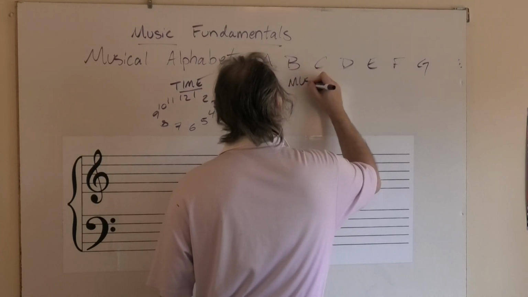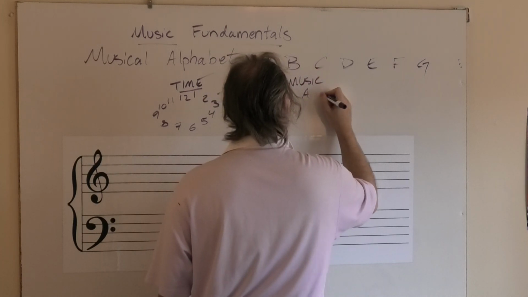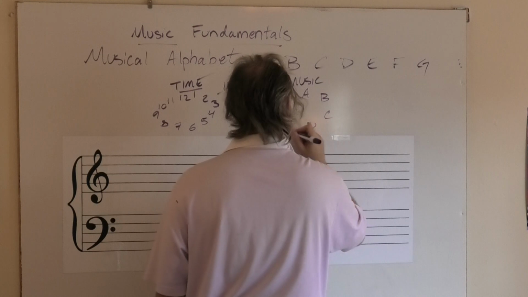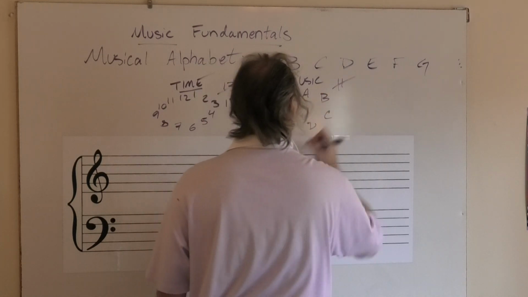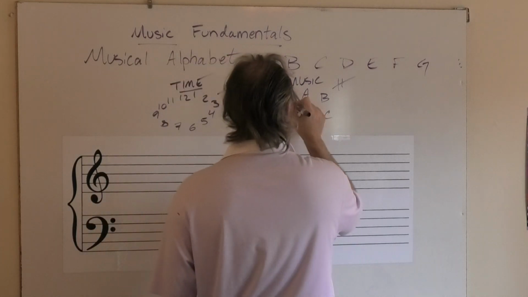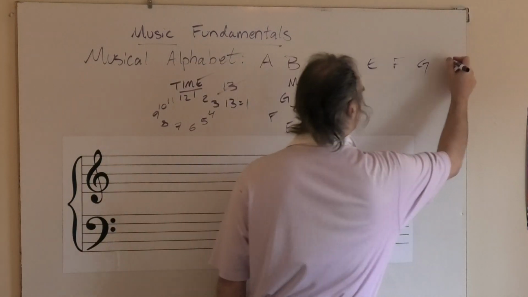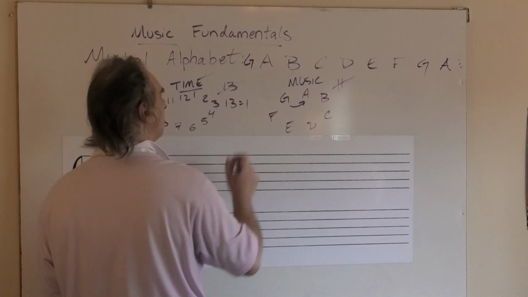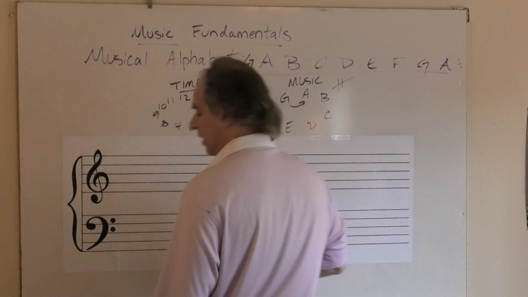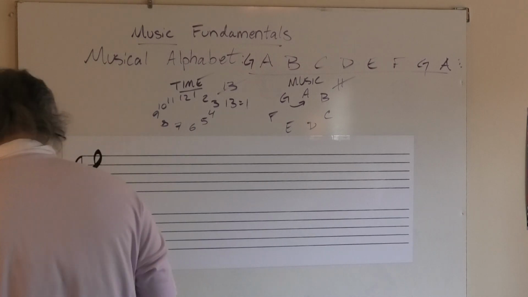This is music. We have A, B, C, D, E, F, G. There's no H. We just go back to A. After G is A, and before A was G. So that's the musical alphabet. And it goes round and round and round.